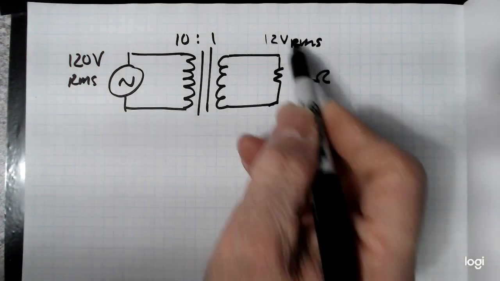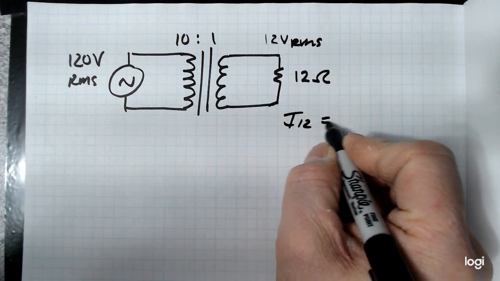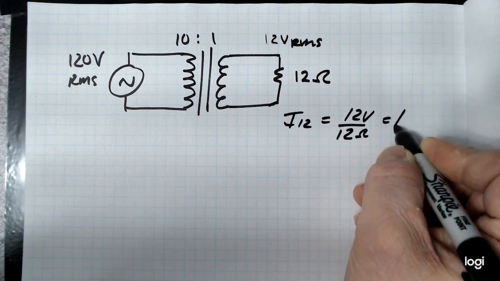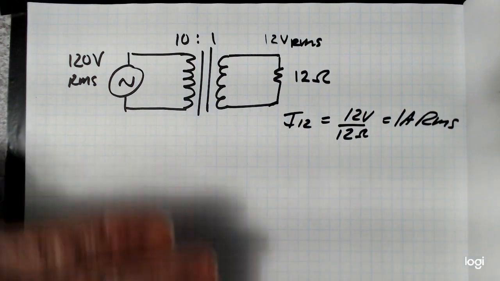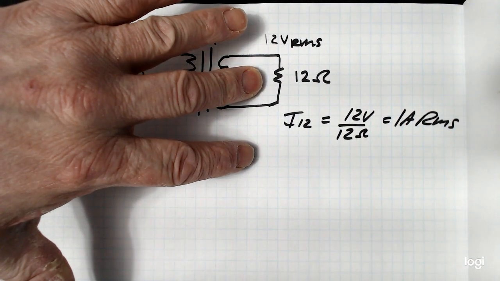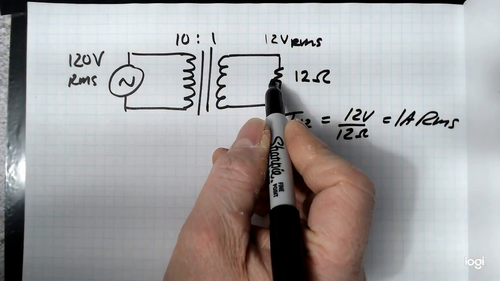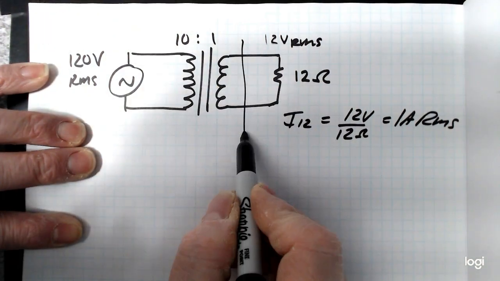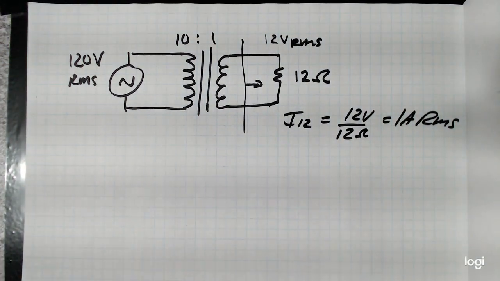So 12 volts on this side. How much current is that? So the current going into the 12 ohm would be 12 volts over 12 ohms, which would be 1 amp RMS. So at this point, it's a 12 ohm resistor. It's got 12 volts across it and 1 amp through it. However, when I come across to this side of the transformer, looking this way, from this side of the transformer looking that way, the impedance looks like 12 ohms.